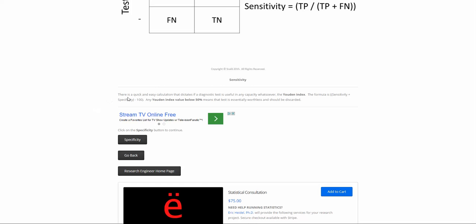There's a fairly quick and easy streamlined way to calculate if a diagnostic test is useful at all, and this is with the Youden index. What you do is you add sensitivity and specificity of the diagnostic test together and subtract 100. Any Youden index below 50% means that the test is essentially worthless and you should discard it.